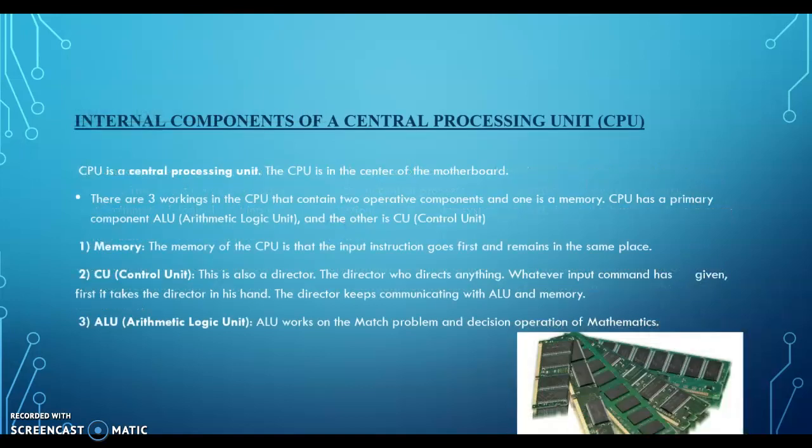Next, when it comes to the internal components of a CPU, there are three: the memory, the control unit, and the arithmetic logic unit.